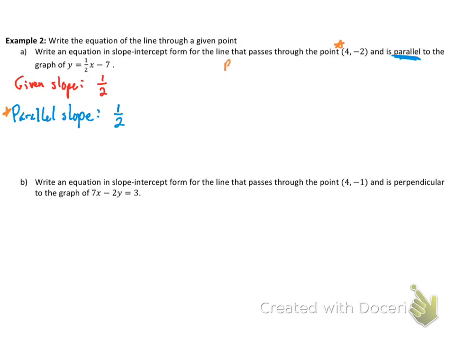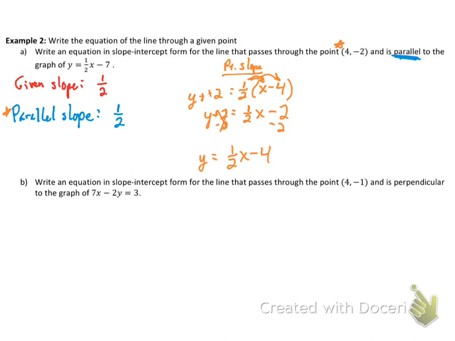So let's do it in point-slope form. Remember, that's y minus the y-coordinate equals my slope times x minus the x-coordinate. When I simplify, you get y + 2 = and then I distribute on the right-hand side to get 1/2 x - 2. To finish this out, I'm just going to subtract 2 from both sides. I get y = 1/2 x - 4.